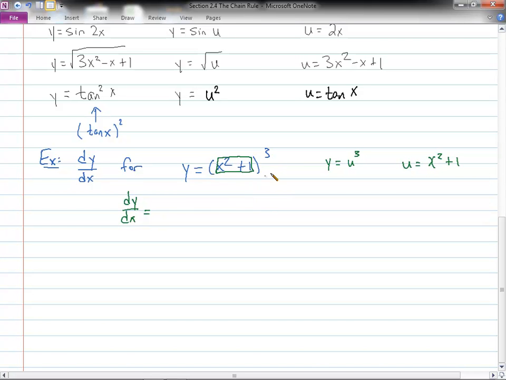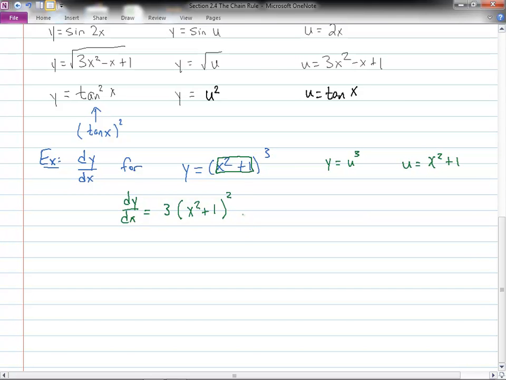If that was just u cubed, I would take the 3, move it out front, and drop this up here by 1. If that was a u cubed, the derivative would be 3u squared. But you leave the u in there, so you leave the x squared plus 1 right there.